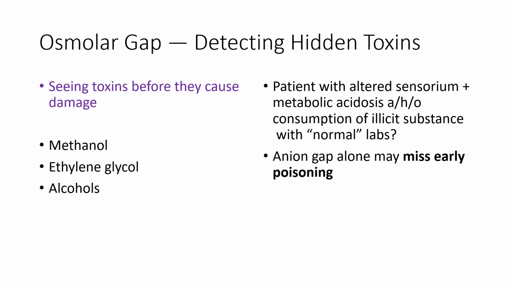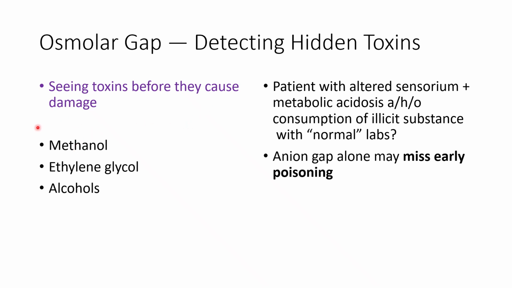Hope you got it. Now there is this concept of osmolar gap. It is not seen in the ABG report, but it is always taught with that, so we will also discuss this. The osmolar gap helps you see any toxin even before it causes damage. The toxins we are talking about are methanol, ethylene glycol, and alcohol. You use this osmolar gap in a patient with altered sensorium, metabolic acidosis, with a history of consumption of any illicit substance. The anion gap alone may miss early poisoning, because the gap will only increase once these toxins dissociate into their anions and cations, and those anions or cations are responsible for the damage.